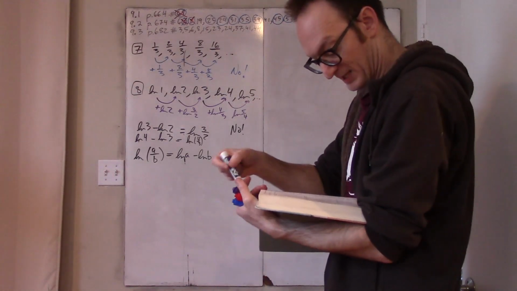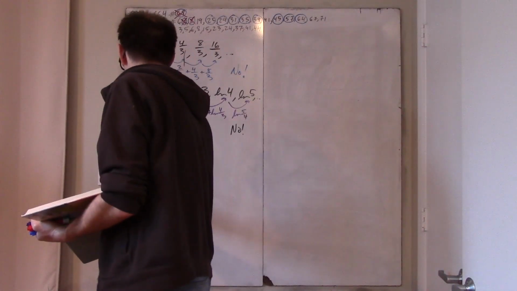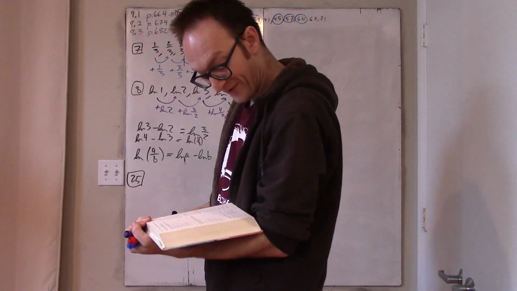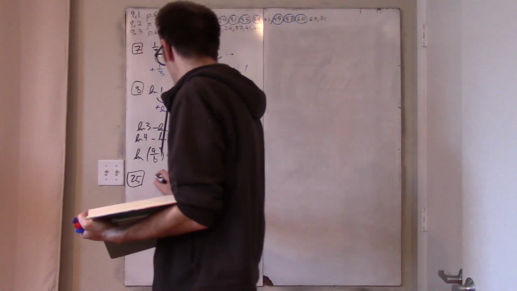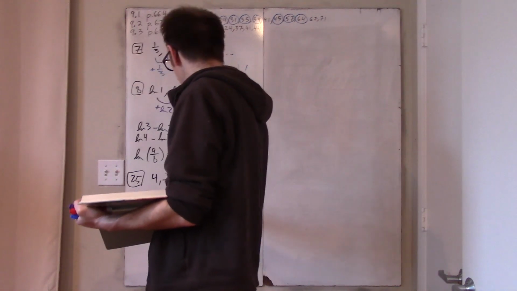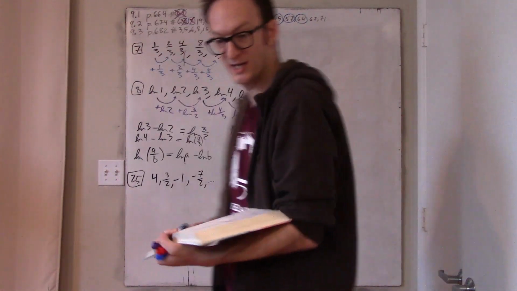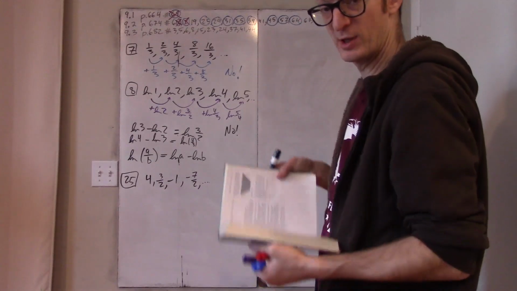Now there are these little problems. They're almost like SAT problems or something. They're so simple, but maybe we should go over them. Number 25 just gives you an arithmetic sequence. It tells you that it's arithmetic, so there's no guessing. So it's 4, 3/2, -1, -7/2, etc. And the question is, find a formula for the given arithmetic sequence.